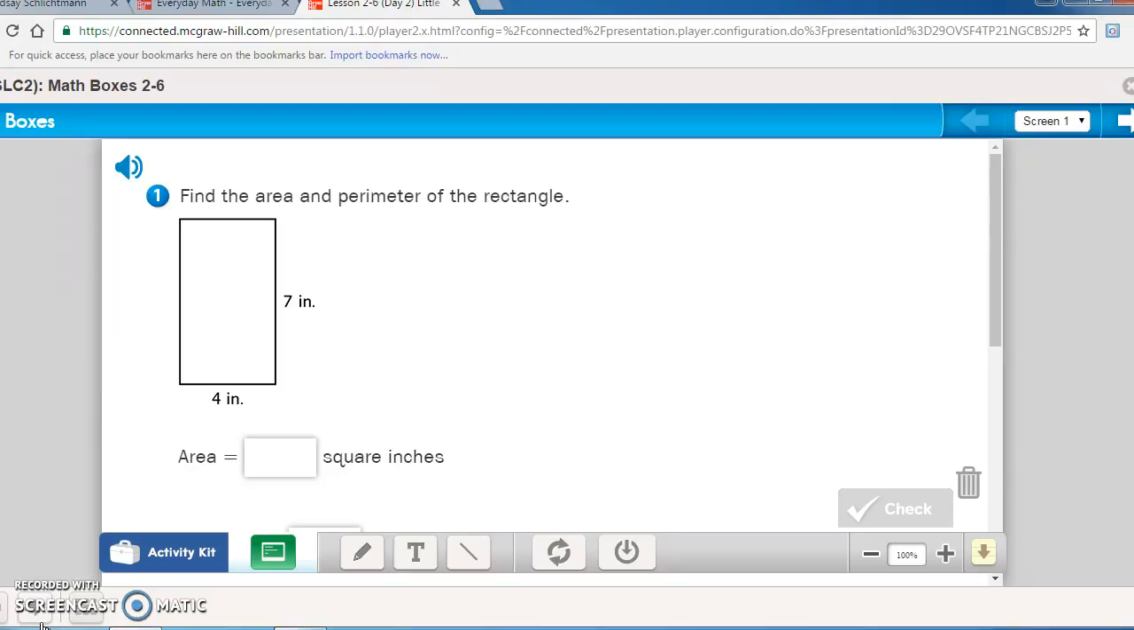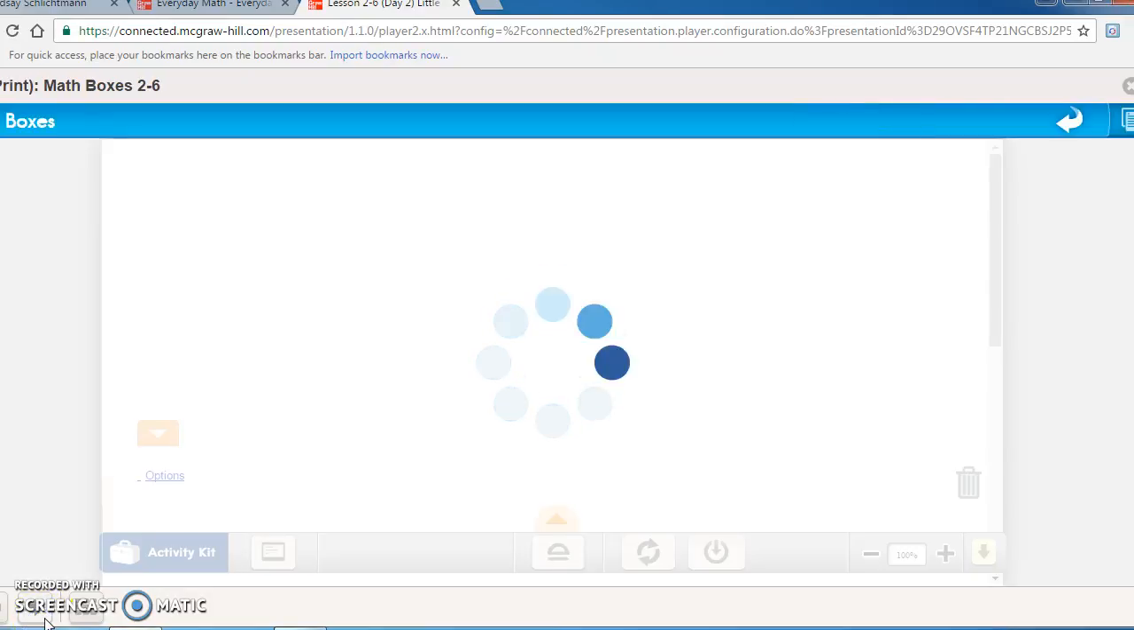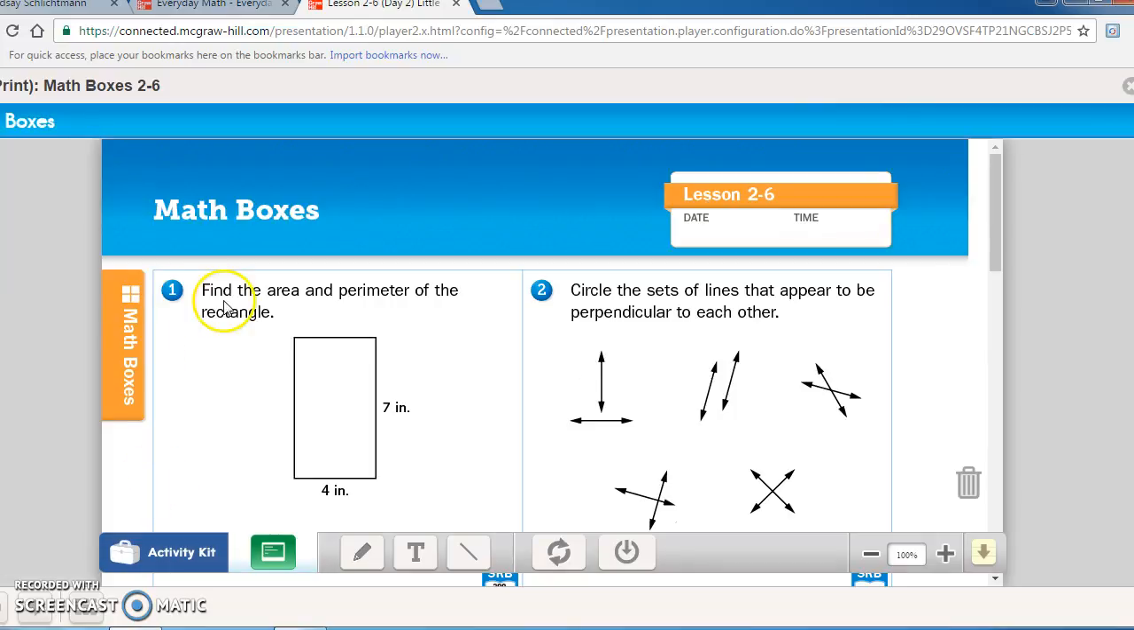All right, find the area and perimeter of the rectangle. Hopefully you're remembering the formula for area. You need to take the base times the height. So 4 times 7, and that gives you your square inches. Go ahead and go to Math Journal, page 48. You're going to notice that number 1 was the problem that we just looked at. Please do page 48 and then go back and check it at the Math Journal. Any of them that you got wrong, please bring back to me, and I will gladly help you with it.